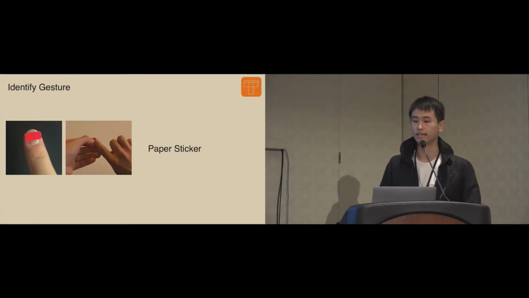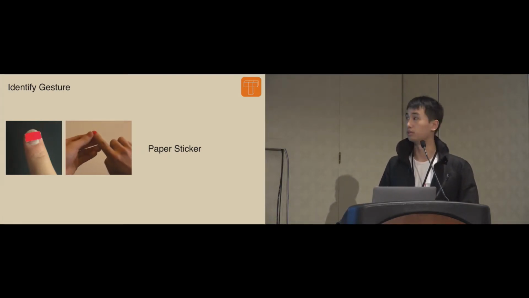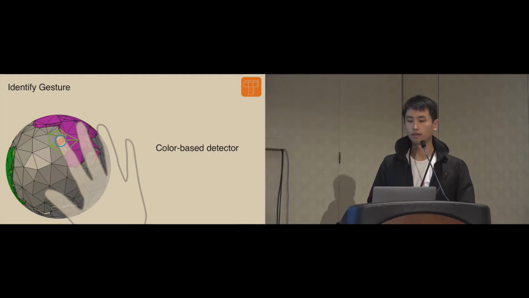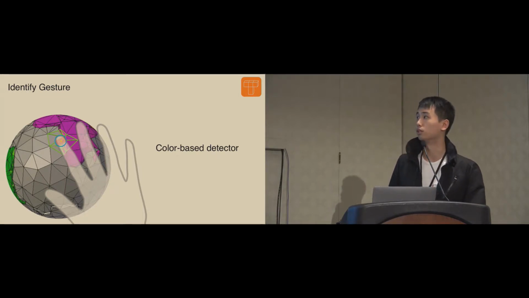To use gestures, a user needs to put a sticker to his fingernail. Talkit uses a color-based detector to find the fingertip. Then it checks annotation data to provide appropriate audio feedback.